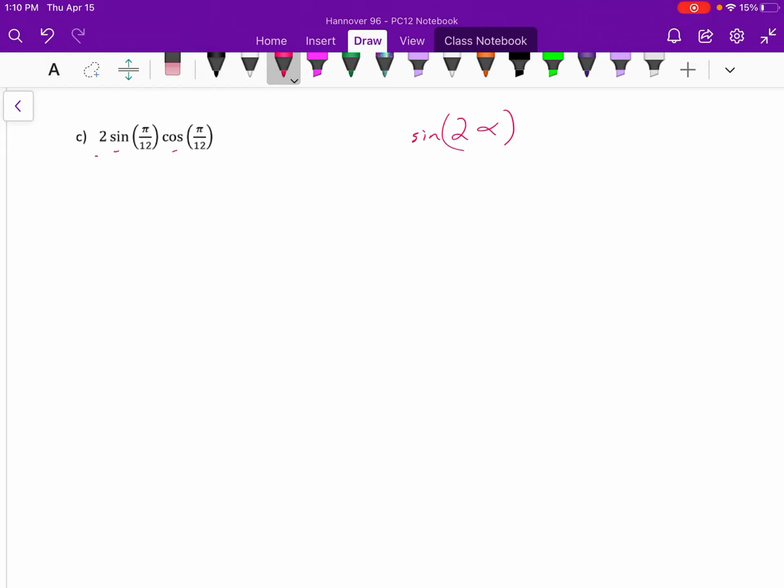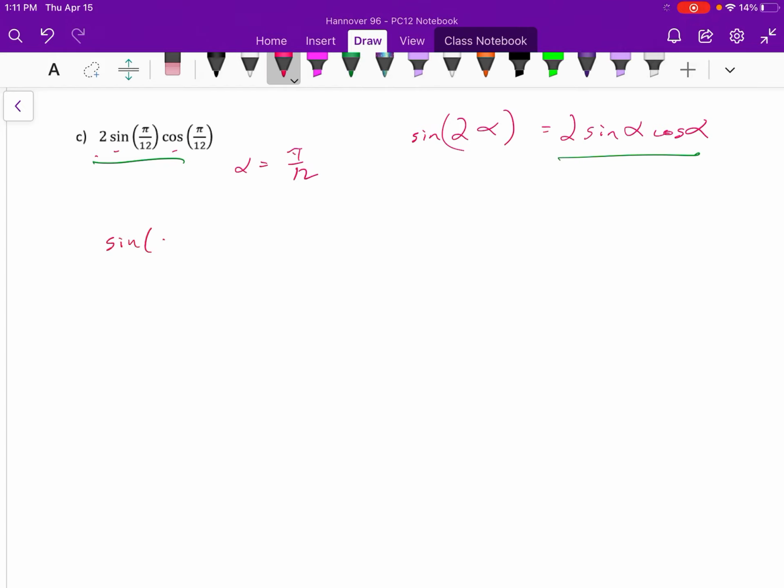So I'm just looking on my sheet where I can find this, and sine 2 alpha is equal to 2 sine alpha cos alpha. So now here alpha is equal to pi over 12. So I could rewrite this as 2 times, notice that the right-hand side is the exact same expression where alpha is equal to pi over 12.